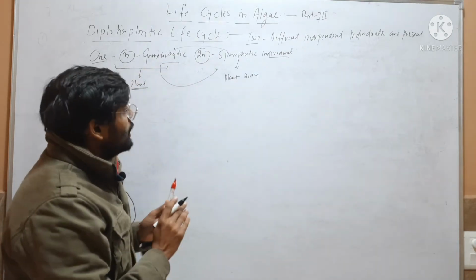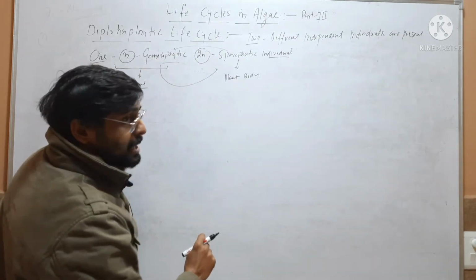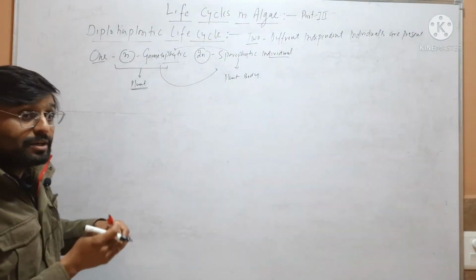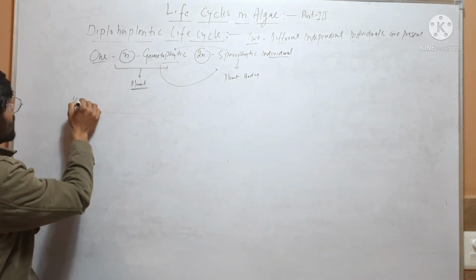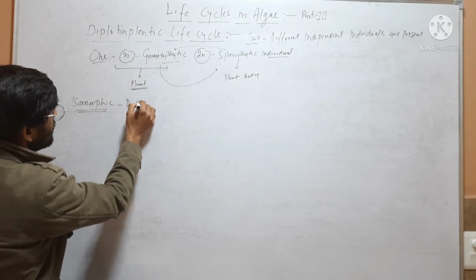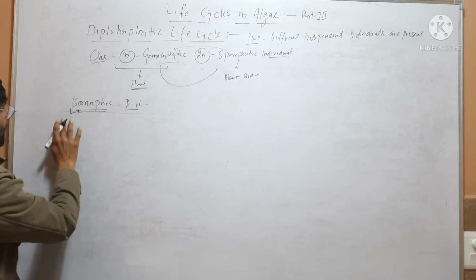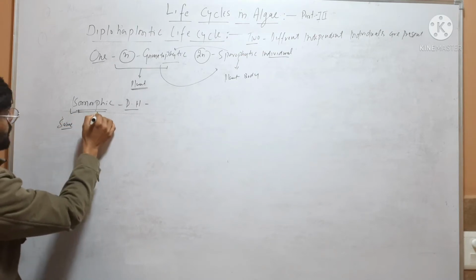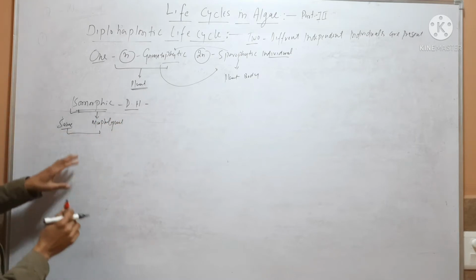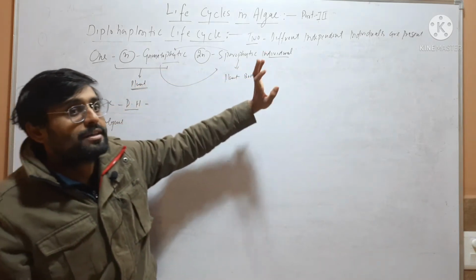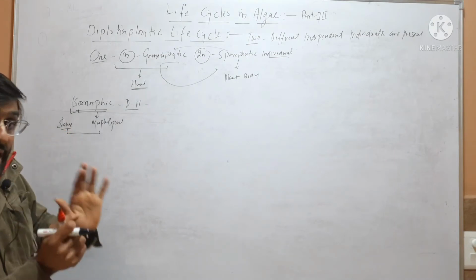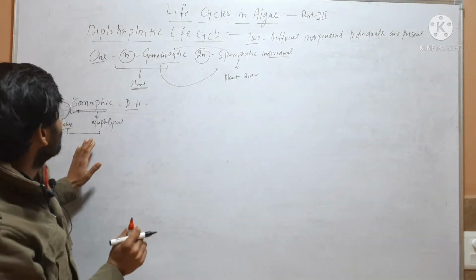Now let's look at the life cycle of this type of algae, that is Diplohaplontic. See, this Diplohaplontic life cycle is further divided into two types. One is isomorphic Diplohaplontic. Iso means same, morphic means morphologically. It means in this life cycle both individuals, that is gametophyte and sporophyte, look alike. They are similar morphologically, they look the same, that's why it is called isomorphic.